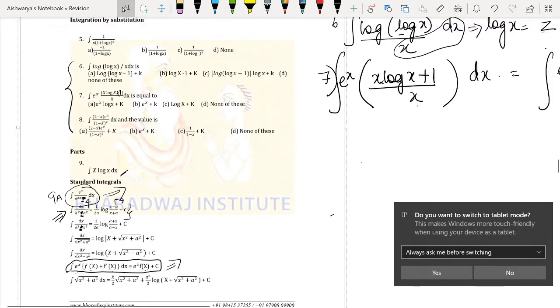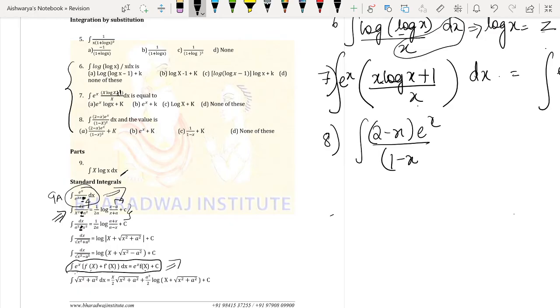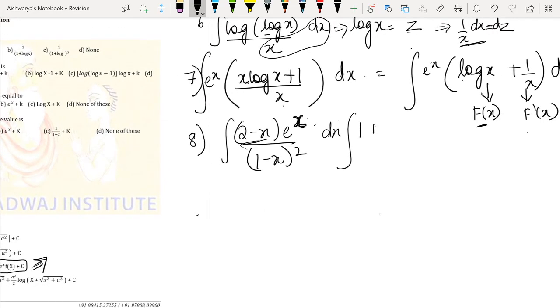Okay, coming back to the 8th question. In the 8th question, you have 2 minus x into e power x divided by 1 minus x the whole square. So whenever you have e power x, think a little bit whether you can bring it to this particular format. So what I am going to do in this case is write this 2 minus x as 1 plus 1 minus x, divided by 1 minus x the whole square. Again there is a bracket and this is e power x.